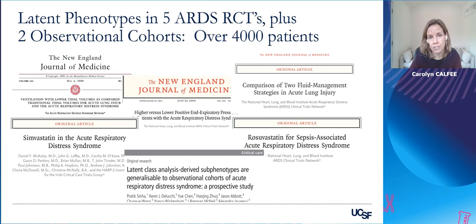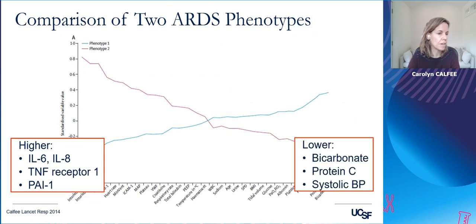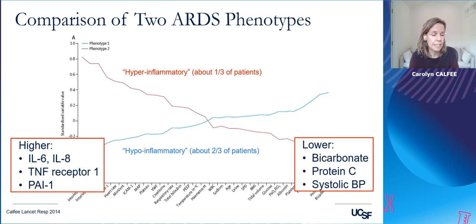And in all 7 of these data sets, we see strong statistical evidence that a 2-class or 2-phenotype model is a better fit for the data than a 1-class model. When we compare these 2 phenotypes, we see that one of them is characterized by higher plasma levels of inflammatory biomarkers like IL-6 and IL-8, TNF receptor 1, and PAI-1, and lower levels of bicarbonate, protein C, and systolic blood pressure. We've termed the class characterized by higher biomarkers of inflammation hyperinflammatory, and it consistently represents about 1/3 of the patients, in contrast to the hypoinflammatory group, which is consistently about 2/3 of the patients.